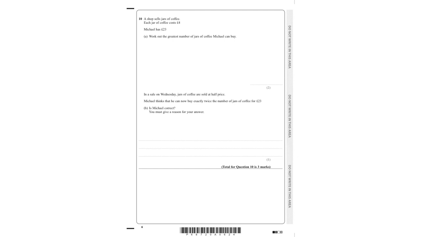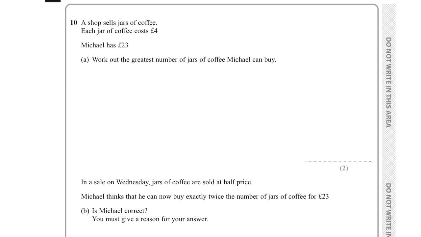We're at double digits now, number 10. A shop sells jars of coffee, it's another wordy one. Each jar of coffee costs £4, so let's highlight that. So one jar equals £4. And Michael, our guy Michael, he has £23. So we need to work out the greatest number of jars of coffee he can buy. So the only way we're going to be able to work this out is doing some sort of division, or count up how many 4s go into 23 essentially.